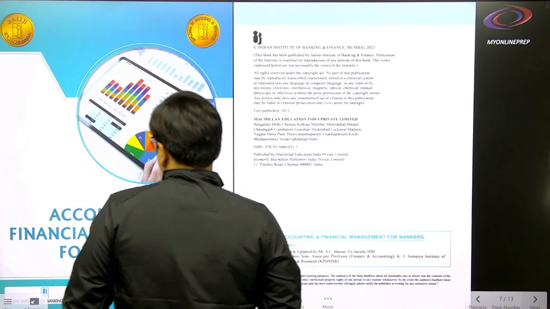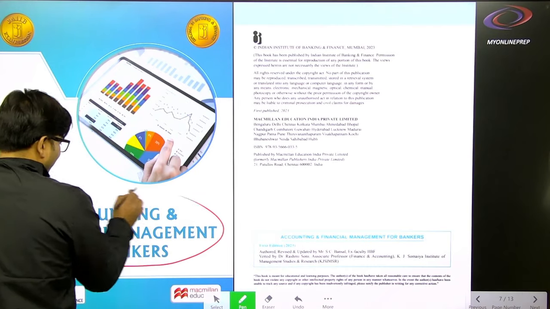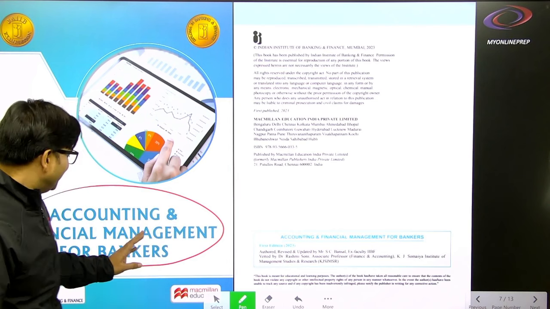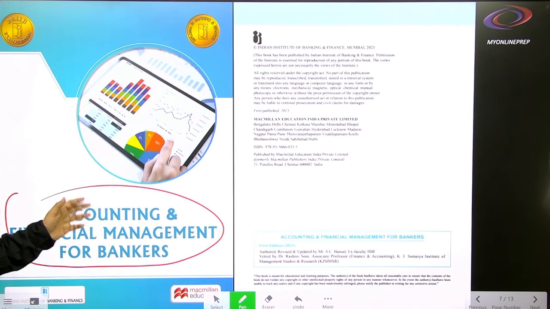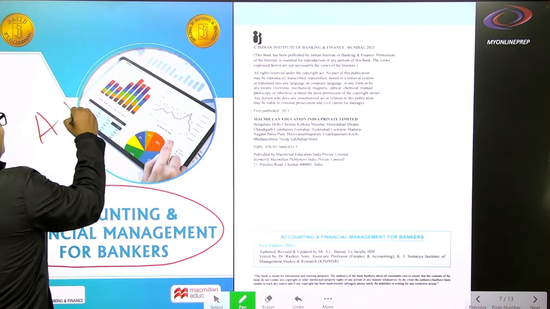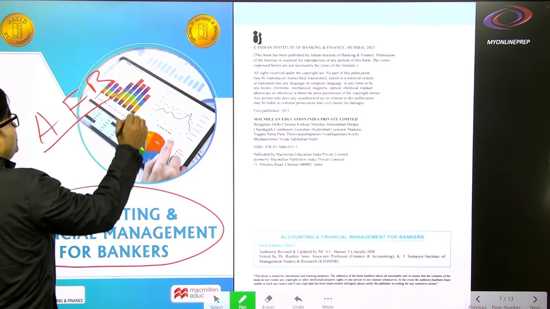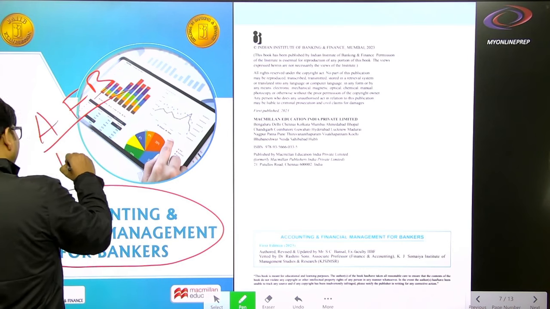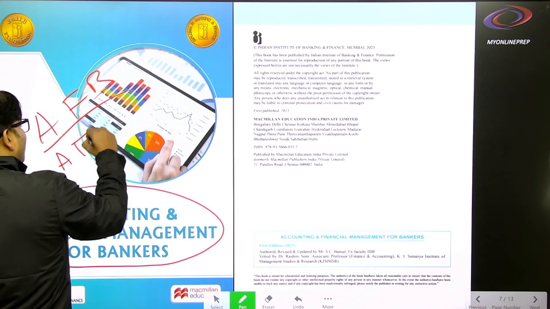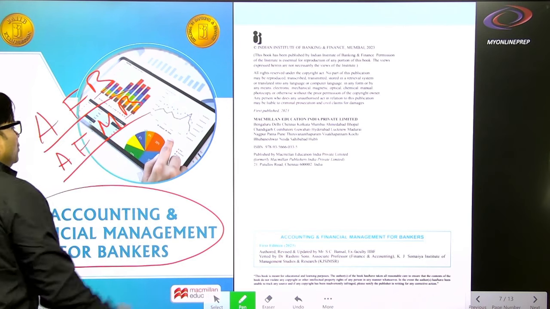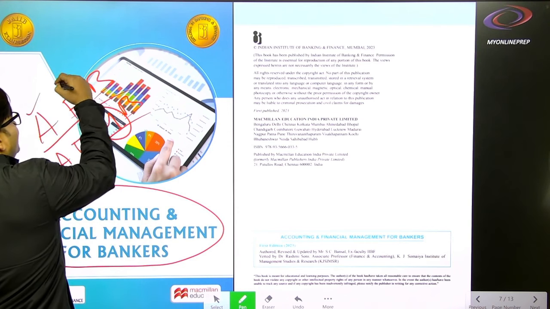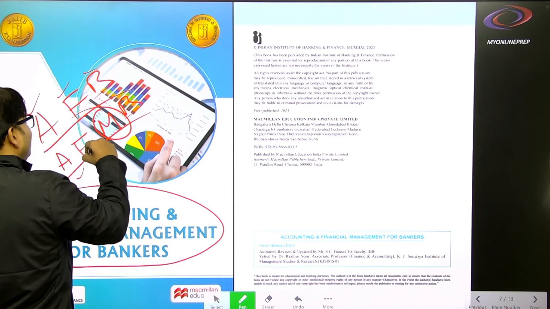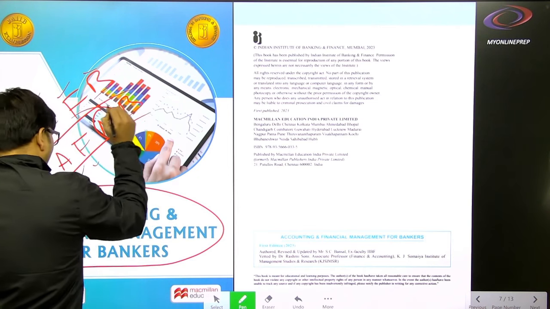Let's see now the most difficult, the villain for the JAIIB exam, that is accounting and financial management for bankers. Now the name has been changed. Earlier we used to call it AFB, accounting and finance for bankers. Now we have to say accounting and financial management of bank. So one thing has been added, that is management. Earlier we called it accounting and finance for bankers, now we can say accounting and financial management for bankers.